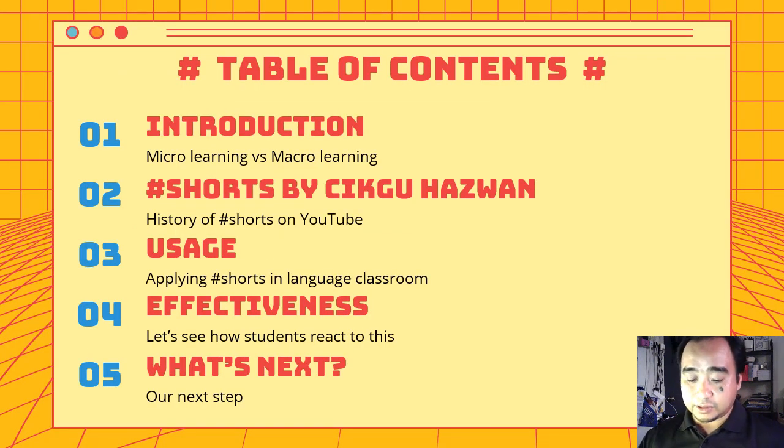Before we move further, I would like to highlight 5 key points of this presentation. First, we will introduce to you about micro and macro learning. Next, we'll share a little bit about shorts on YouTube. Later, we'll show you how we apply shorts in the classroom. Next, we will see how some students react to this. And finally, we are going to share with all of you on our next steps.